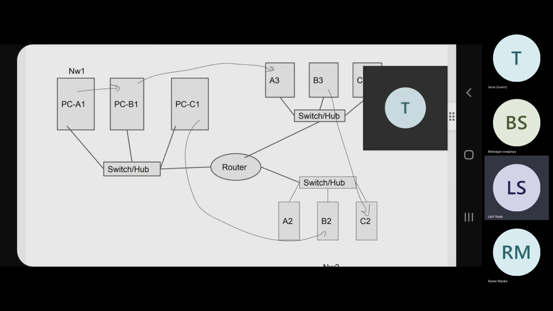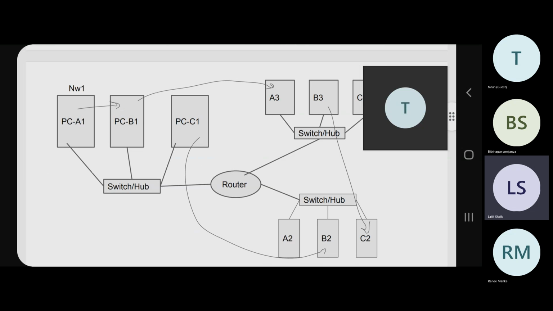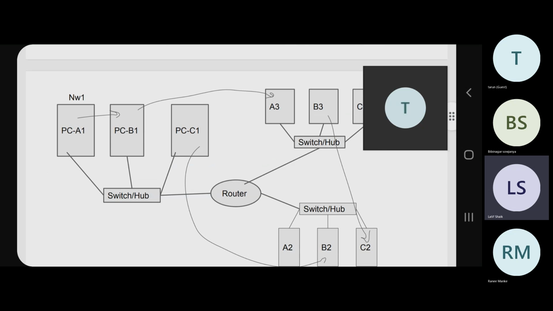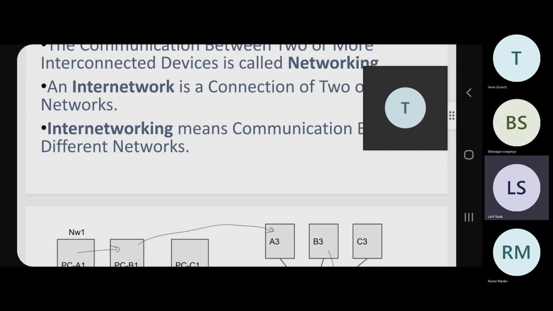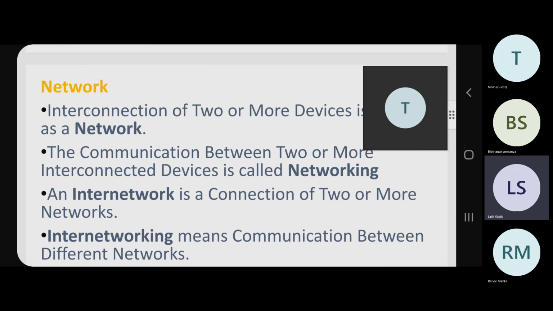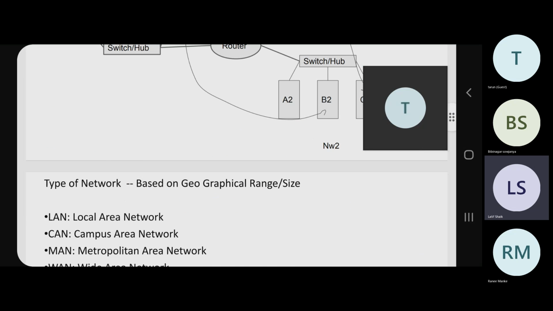The next one is the simple diagrams. This is one network, this is another network, and this is another network. Now we try to make communication between these three networks through the router, which is called the internetwork. So, network and internetworking diagram.